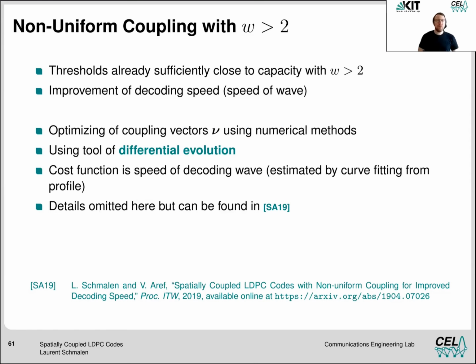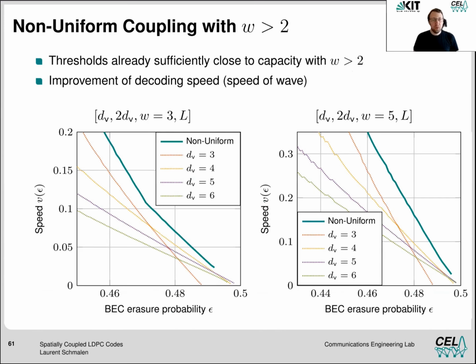We can generalize this to non-uniform coupling with W larger than 2. Optimizing the coupling vectors becomes more difficult. We use a tool called differential evolution, and we published the details last year at the ITW. If you want, you can look it up there. What we do is optimize for this decoding speed, or decoding velocity. And what we saw is that at a certain binary erasure channel parameter, we can always have the highest decoding velocity, significantly larger than the decoding velocities of the conventional codes.